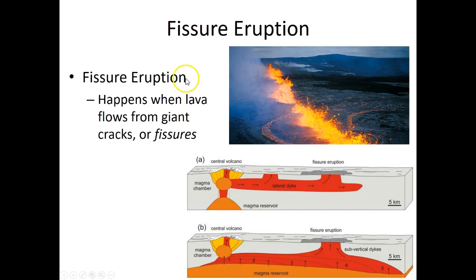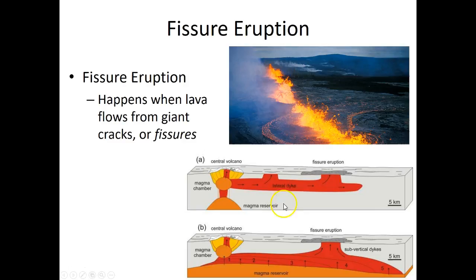A fissure eruption is another phenomenon that we sometimes see a little bit away from a volcano. You can see here's a central volcano, and then some magma will move out in a lateral way, and we get these fissure eruptions where the earth just opens up and you get a lot of lava coming up through. So magma is underneath, and then lava is up on top. Lava is just flowing from very giant cracks in the earth, or fissures.